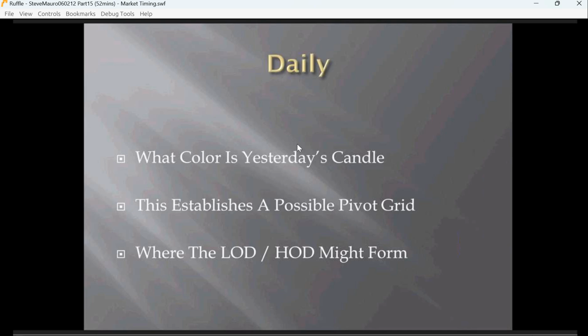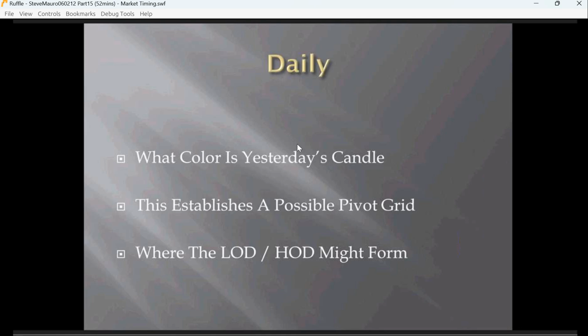All right. The reason we need yesterday's candle color on the daily chart, yesterday's color. So it's after 5 now. So I want Euro's color, red, green, blue, purple, whatever the color is. Just understand if it was an up day or a down day. Those numbers from yesterday's candle will project the pivot grid for tomorrow's possible highs and lows. I'll talk about that. Okay?